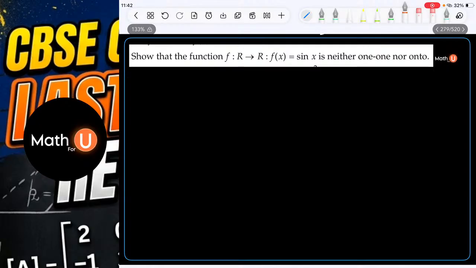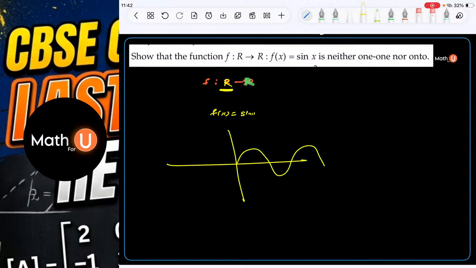Next, this function. Show that the function f from R to R, f of x equal to sin x, is neither 1 to 1 nor onto. See, what is the domain given? R to R. The domain is R. What is the function? sin x. What is the graph of sin x? It is like this, from minus infinity to infinity.